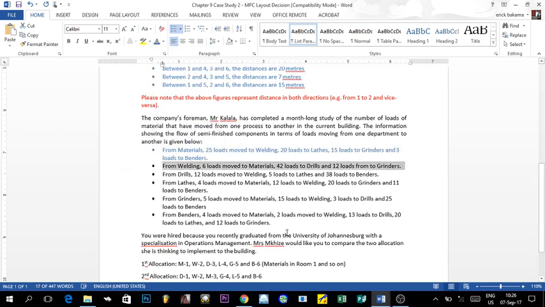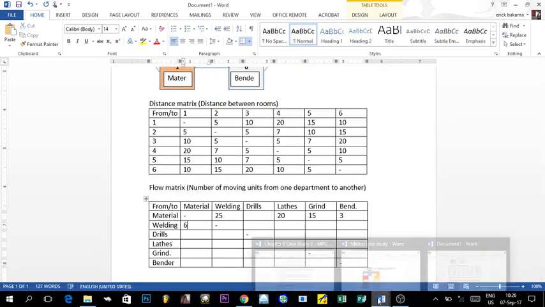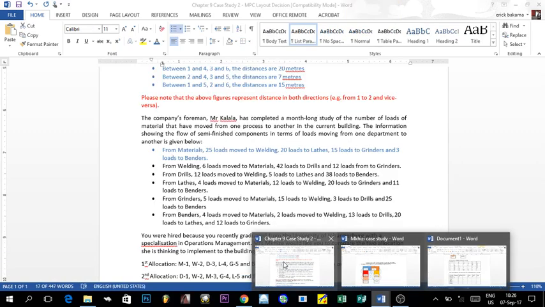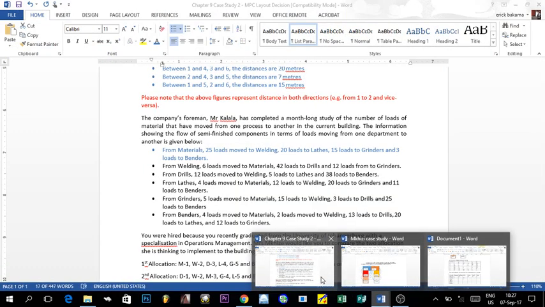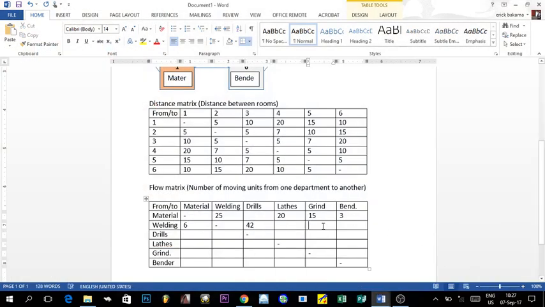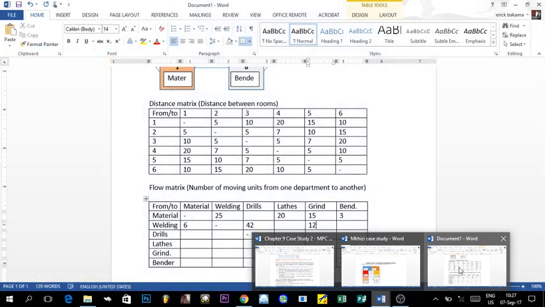So here, this one is from the welding. We have 6 that are moving to material, and then we have 42 that move to drills, and after the 42 we have 12 that are going to the grinders. So the grinders here we have 12. That's it about the welding. Welding we have 6 that go to material, 42 that go to the drills, and 12 that go to the grinders.